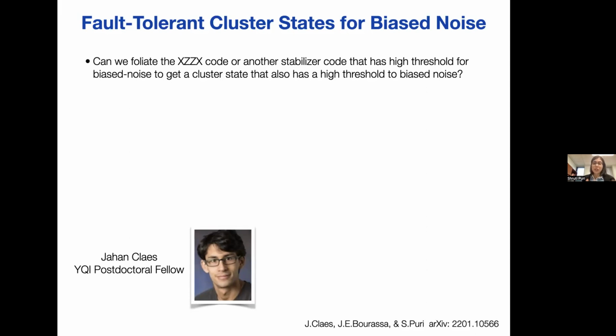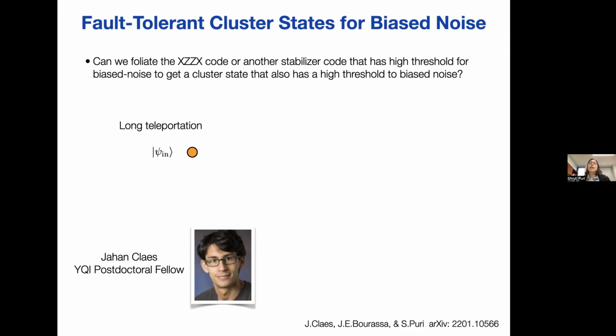And this was work done by Jehan, my postdoc student, who showed why the regular foliation procedure cannot be used to create the XZZX cluster state with high threshold to bias noise. And then he also, in this paper, showed what the new foliation procedure is that you should use to actually get high thresholds for bias noise. So firstly, let me show why the regular foliation procedure cannot give you high thresholds.